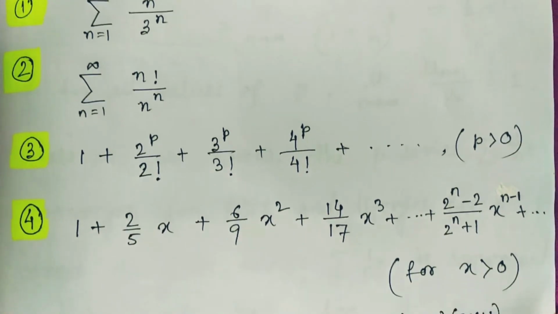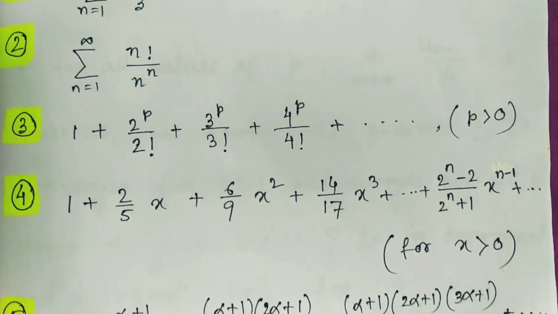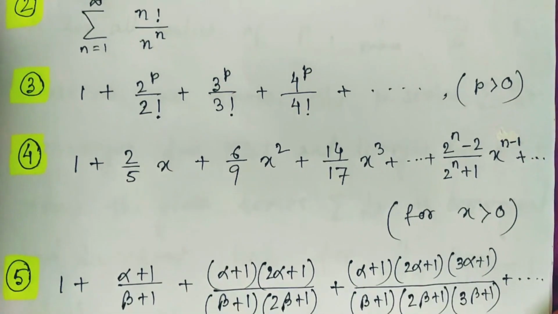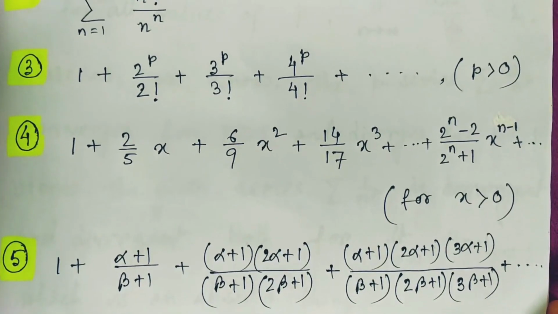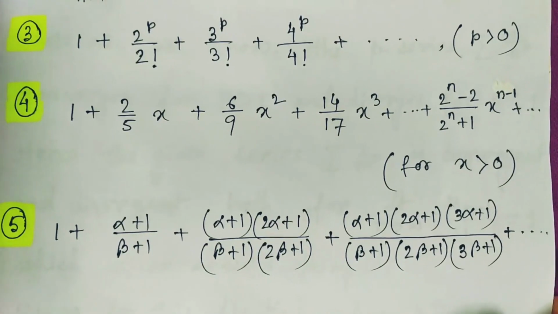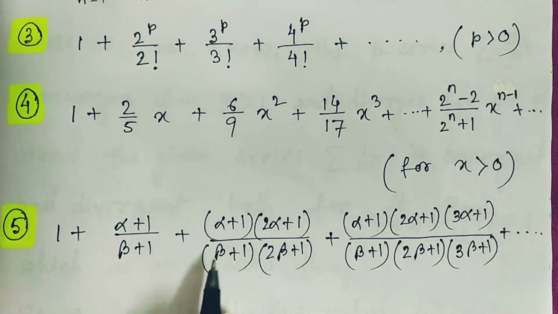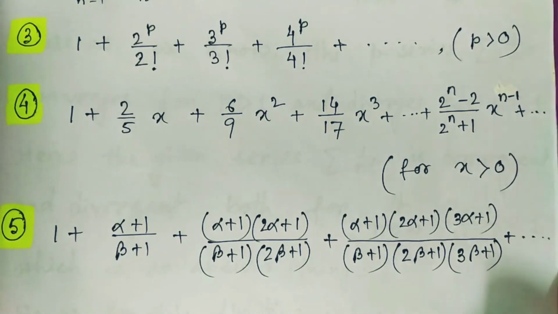So the third question, just look at it: 1 plus 2 to the power p by 2 factorial plus 3 to the power p by 3 factorial in this way, where p is greater than 0. Fourth question is 1 plus 2 by 5 into x plus 6 by 9 into x square, likewise, where x is greater than 0, it is given. And the fifth question is this one: 1 plus (alpha plus 1) divided by (beta plus 1), then plus (alpha plus 1) into (2 alpha plus 1) divided by (beta plus 1) into (2 beta plus 1) in this way. So these are the 5 questions for you, and that is your do-by-yourself questions.